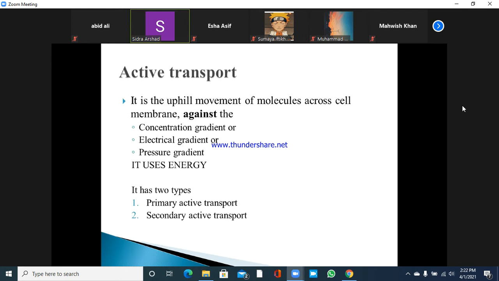Okay. So I will just repeat it once again. When we are talking about active transport, it is basically the type of transport in which there is movement against the concentration gradient or electrical gradient or the pressure gradient. And to cause such a movement, it requires consumption of energy, right? So all those types of movements in which energy is utilized, in which ATP is utilized, are known as active transport. And it has two types, primary active transport and secondary active transport.